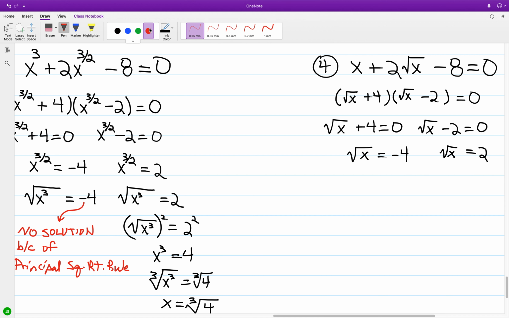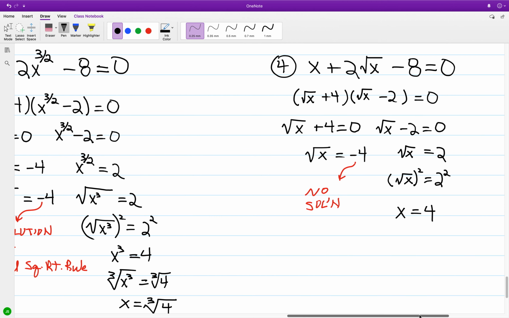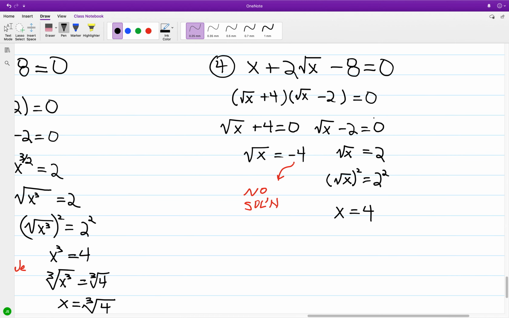History repeating itself, we have an even root radical of an expression going to a negative constant, and again you have no solution for the same reason. For the square root of x equal to 2, eliminating the radical upon squaring both sides, the square root of x squared comes out to x, and x is equal to 4. You can always go back and check. The square root of 4 is 2, 2 times 2 is 4, 4 plus 4 is 8, minus 8 is equal to 0. So the solution in this case is x is equal to 4.